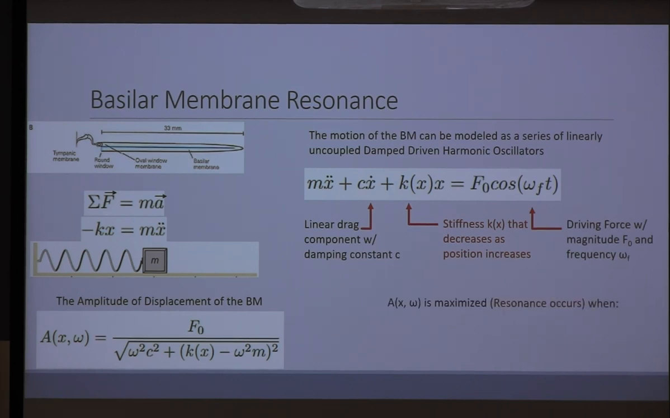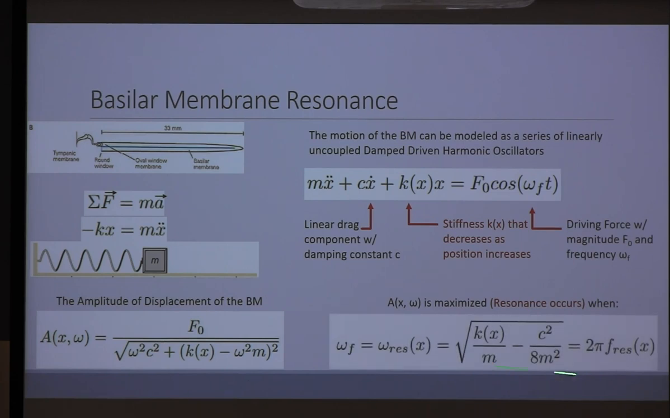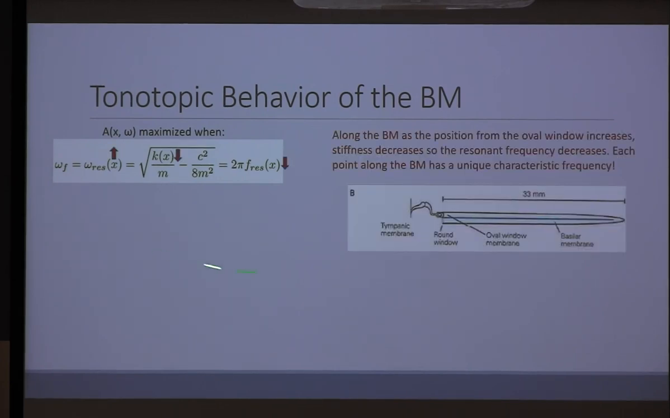And if we maximize this, so take the derivative of the amplitude with respect to frequency and set it equal to zero and solve, we get this. You can trust me on this, or you can work this out when your next class gets boring. But what we have here is that the amplitude of oscillation is maximized when the basilar membrane is driven with a force at a frequency which is equal to this resonance frequency. And we see that as we move along the basilar membrane and position increases from the oval window, the stiffness will decrease, and this will mean that the resonant frequency is decreasing.